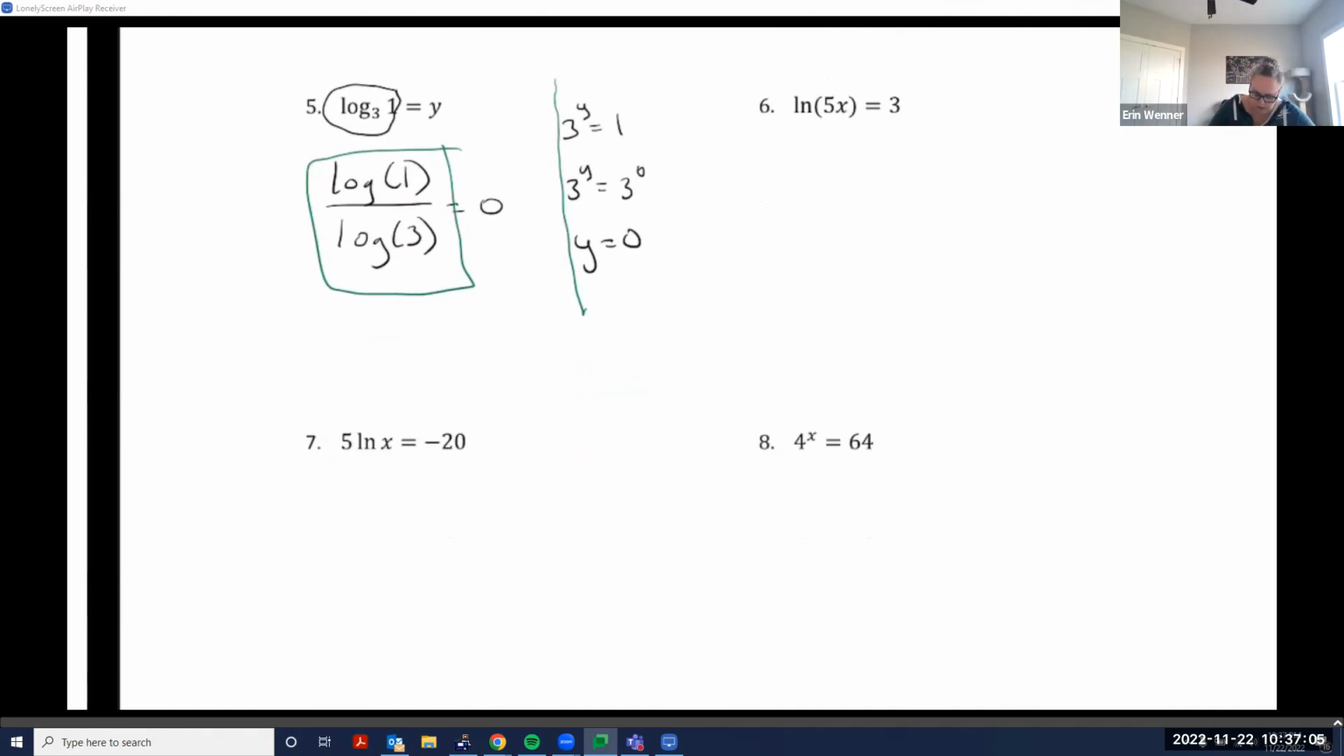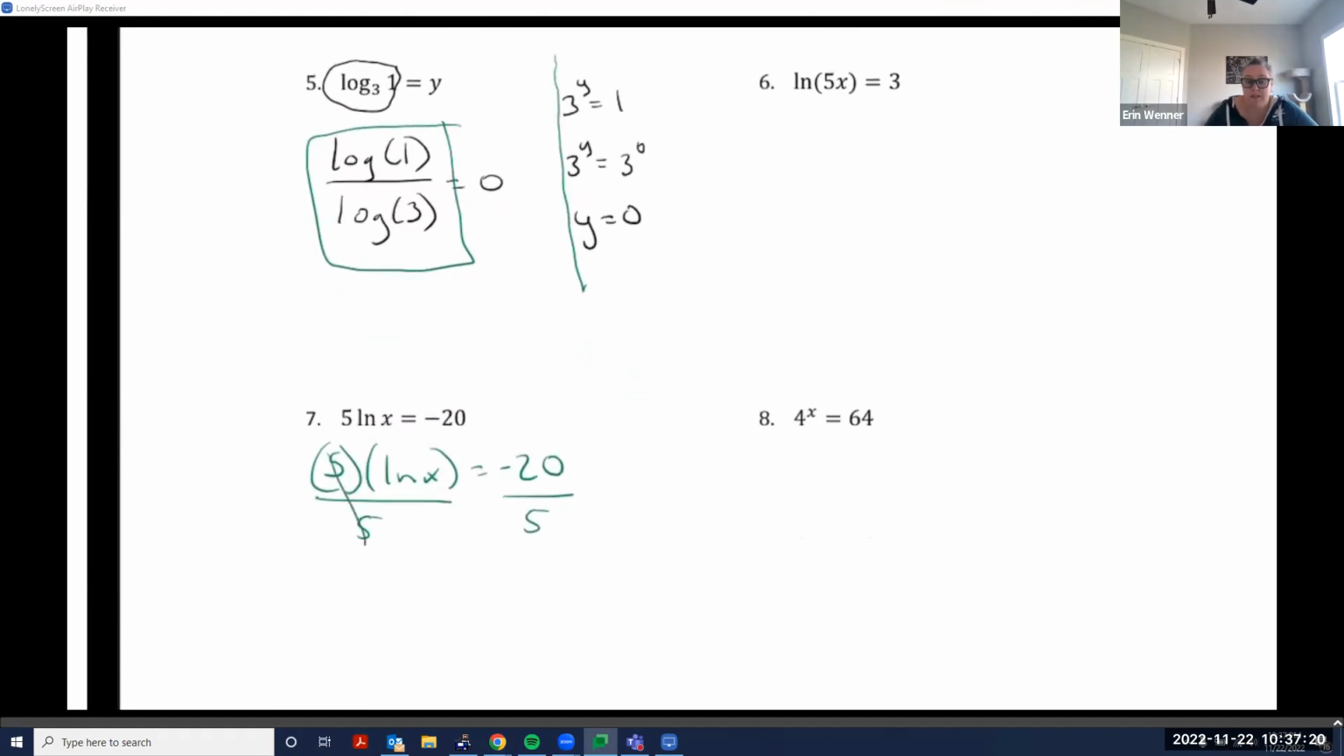So when we look at this, it's really like this: 5 times the natural log of x equals -20. So I'm going to divide both sides by 5. Doing that, I'm left with the natural log of x equals -4.